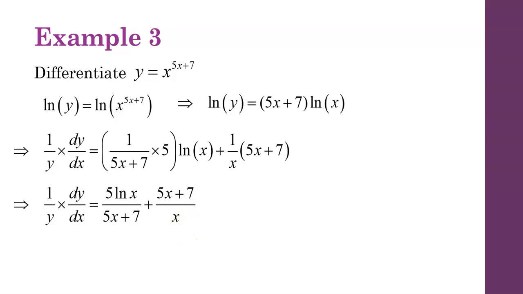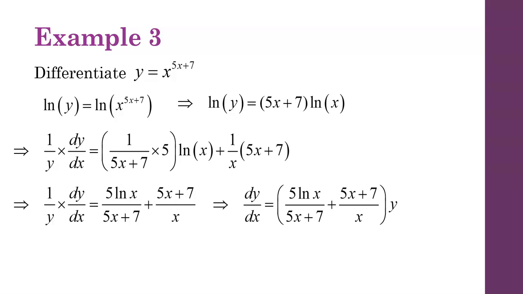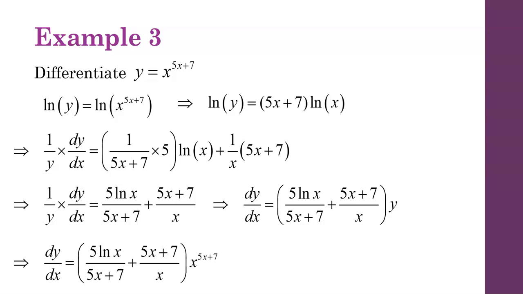Right, so now we're ready to solve for dy over dx. Multiply both sides by y, and then replace y with the expression that we had started with. Remember, y was equal to x to the power of 5x plus 7, so I can replace it and get the final derivative of this function in terms of x only.